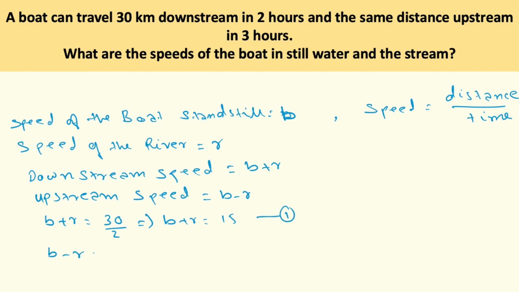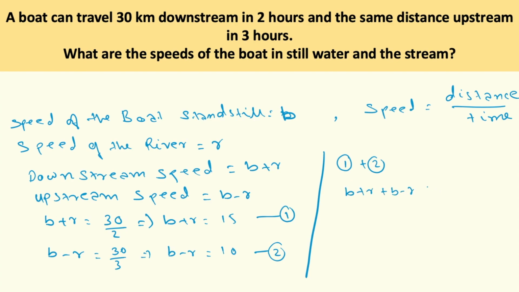Similarly, B minus R would be the same distance traveled in 3 hours. That means 30 divided by 3, which would be B minus R is equal to 10. This becomes my second equation. If I do 1 plus 2, equation 1 plus equation 2, it will be B plus R plus B minus R is equal to 15 plus 10. This R and R would get cancelled out and we will get twice B is equal to 15 plus 10.